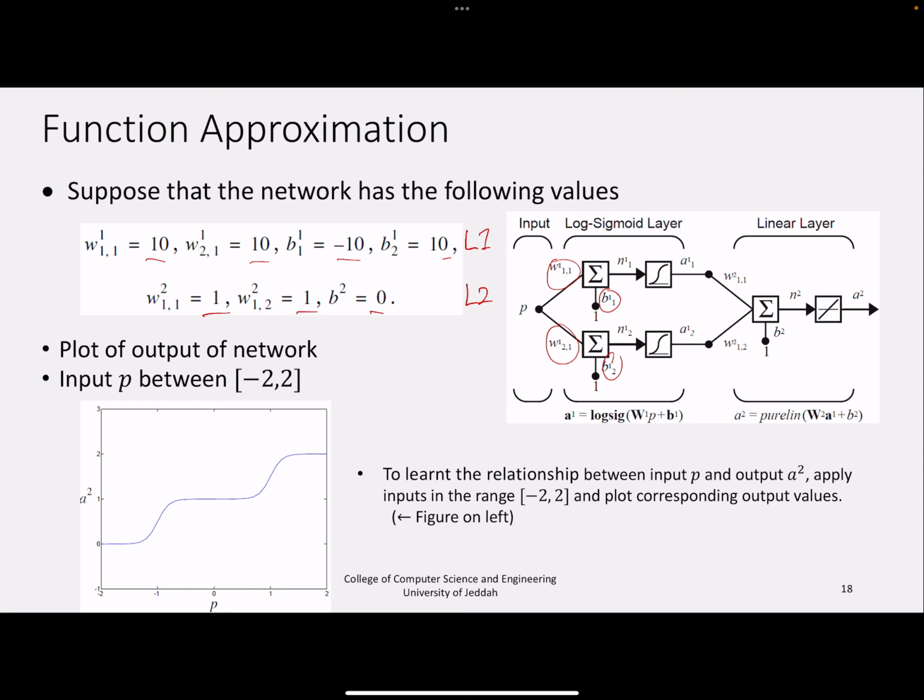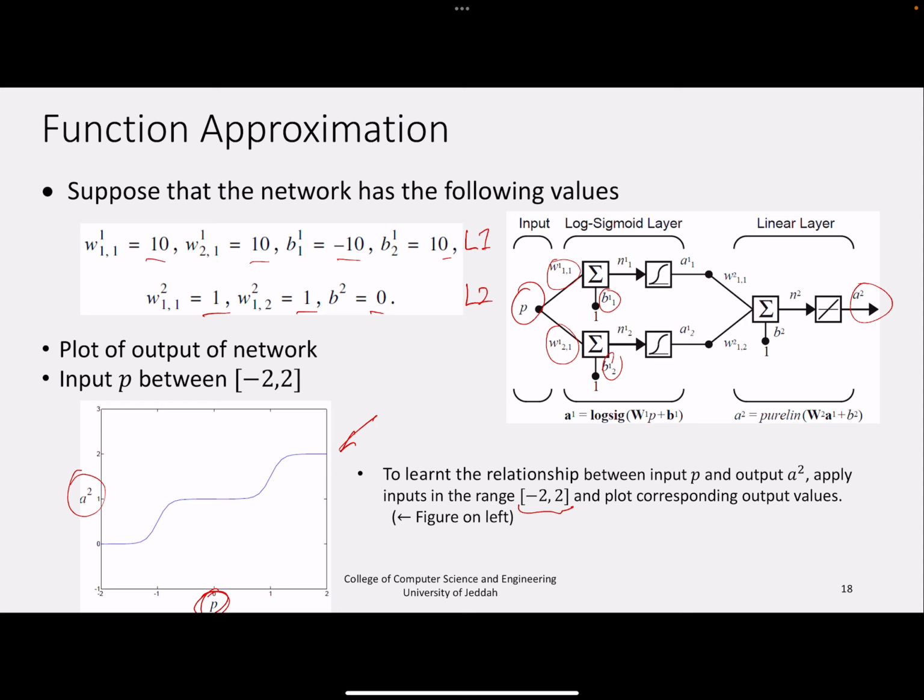And let's apply different values at the input and see what we get at the output. If you plot the input versus the output, you get this function that is shown over here, for the range of values minus 2 to 2 for input values p. You can see that this looks like a bit of a complex shape.